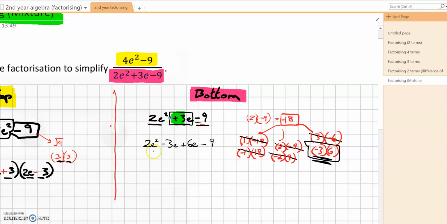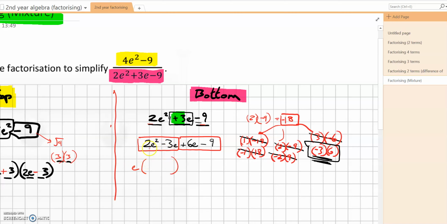Now I've got a group of 4 terms, there's a video up here on how to factorize that. I'm going to assume that you know how to do it and you've watched all the videos, so I'm going to keep going. I'm going to break it up into two-term expressions. I'm going to factorize this first one. What's the common number? There is none. What's the common letter? E.